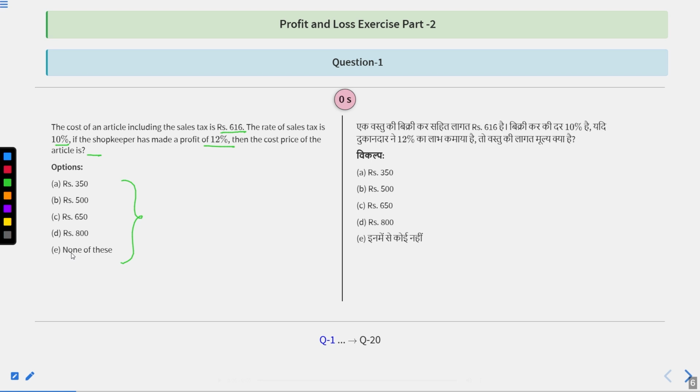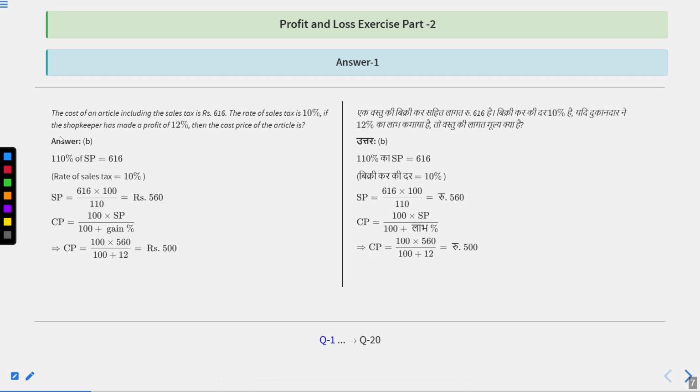Now time's up. Let's see the solution. According to the question, 110% of SP is 616. It is given in the question. Clear? So the rate of sales tax is also given as 10%. So if 110% of SP is 616, what will be the value of SP? 616 multiplied by 100 upon 110, which is 560.